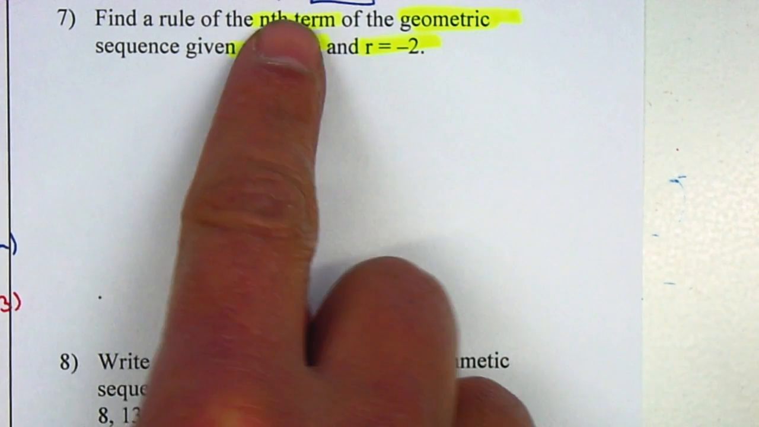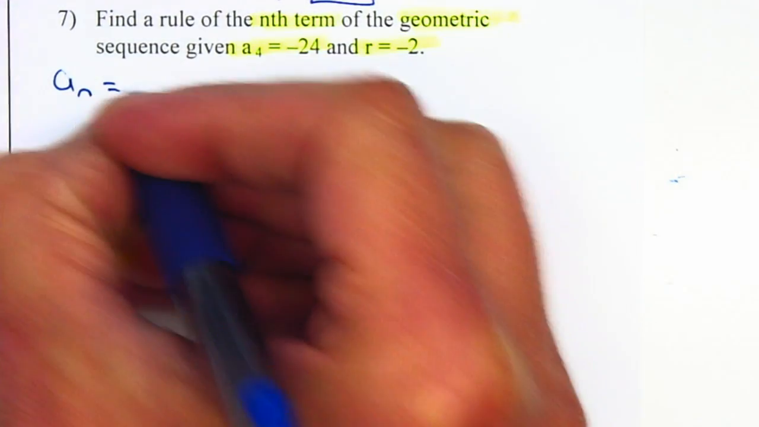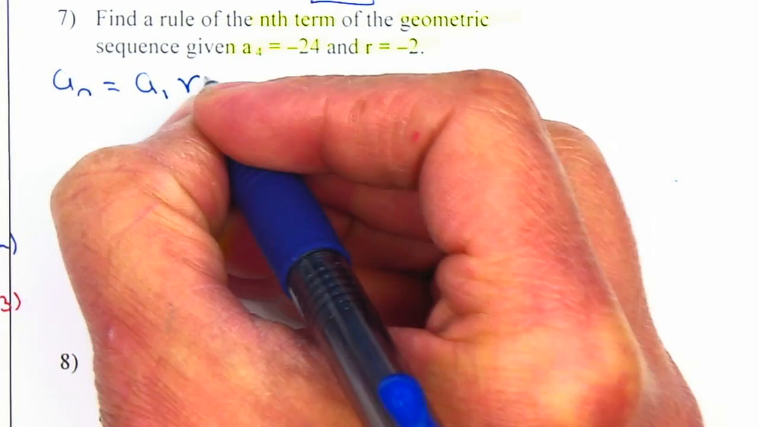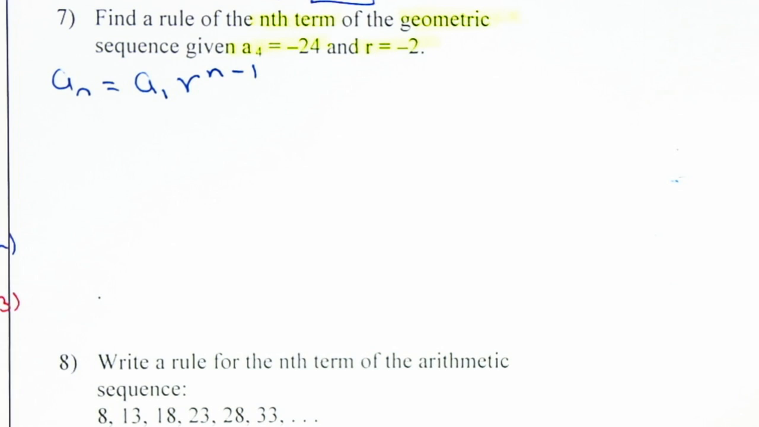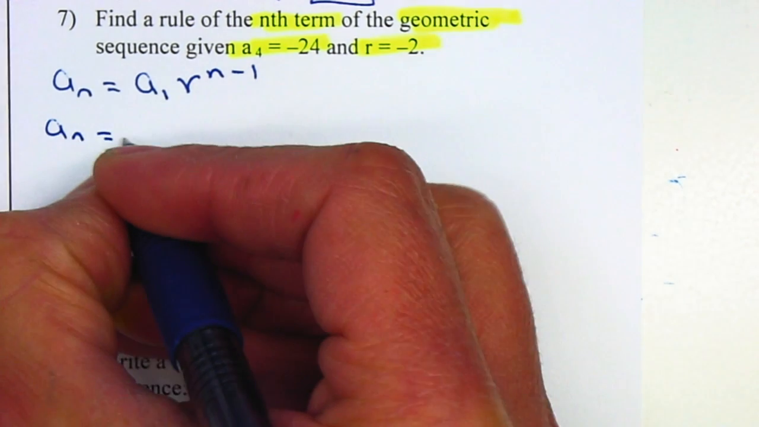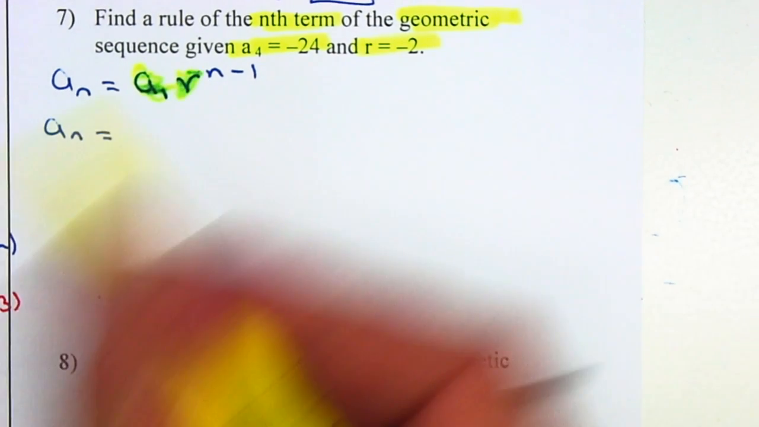Remember, when they're asking for the nth term, they're asking for the equation. So we're using A sub n. It's geometric, so it's the one with an R: A sub n equals A sub 1 times R to the n minus 1. And I just need to plug in the information that they gave me. I need to plug in the A sub 1, which is not given to me, and the R.